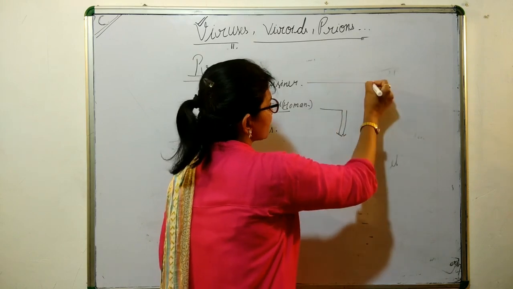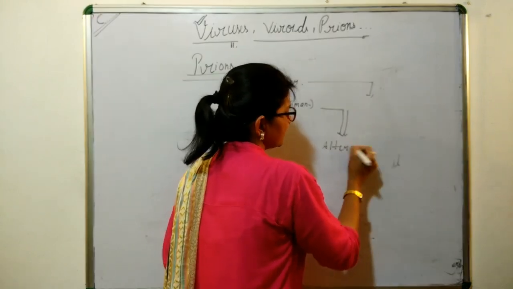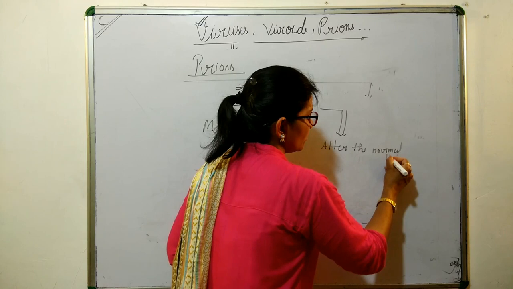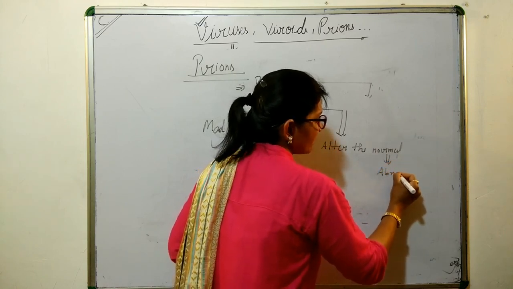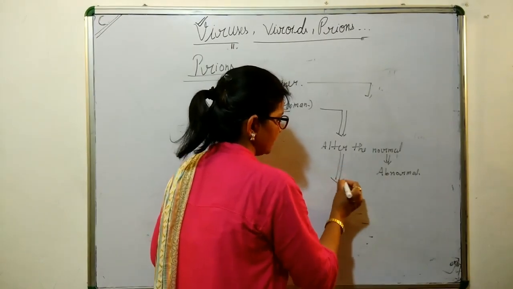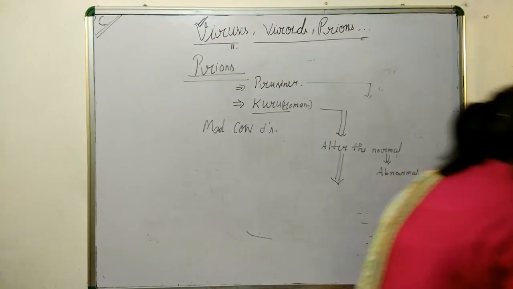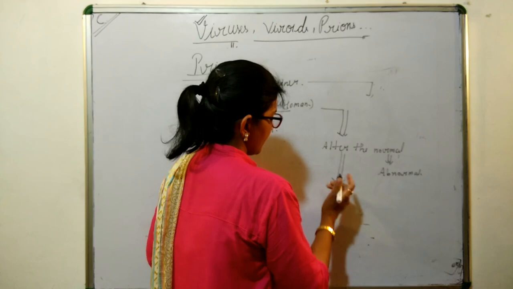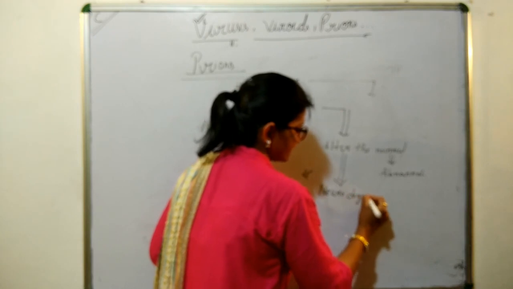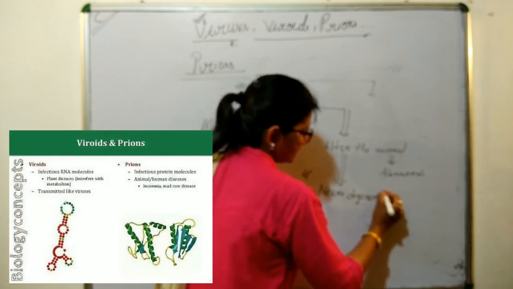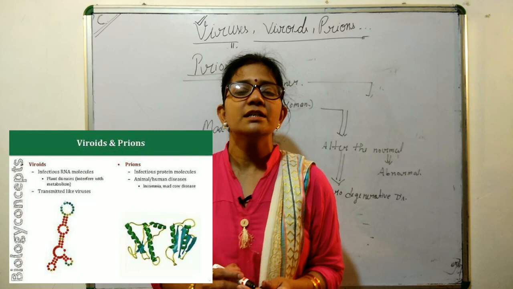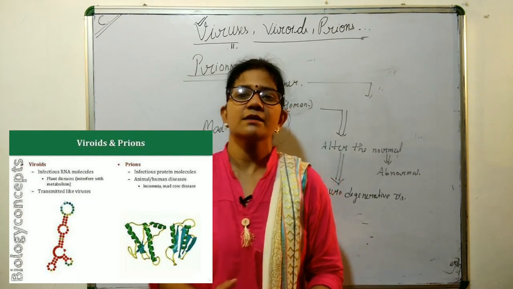Prions actually alter the normal protein. It changes the normal protein into abnormal. Okay, and we will not even get how it is doing this. And the effect of this is that it will cause, and this is very important, neurodegenerative disease. Means it will disturb our nerves, or the nervous system will get disturbed.